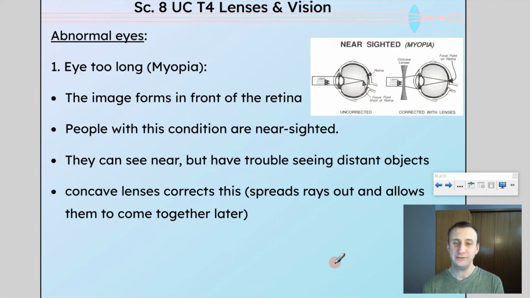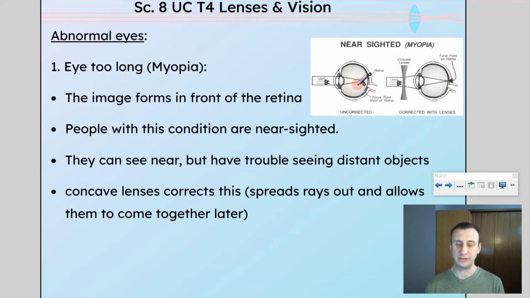So if the eye is too long, then the image is forming in front of the retina instead of on the retina. So the rays are coming together and they're stopping before we actually get to the retina. People with this condition are called nearsighted, and the reason why is they can actually see near pretty well, but they can't see as well when they're looking at something far.